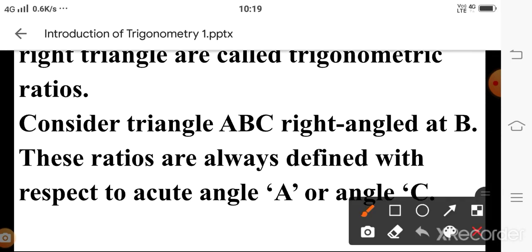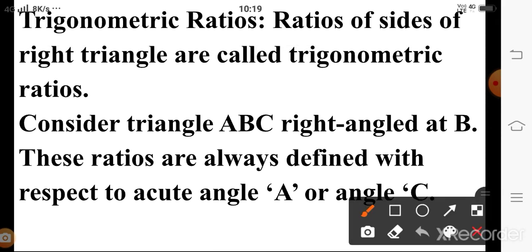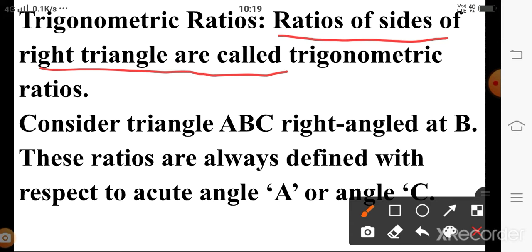And trigonometric ratios. Trigonometric ratios are the ratios of the sides of a right angle triangle. If you are considering the lengths of the sides of a triangle and then finding the ratio, then that we are calling the trigonometric ratios, and a particular name is assigned to each one.